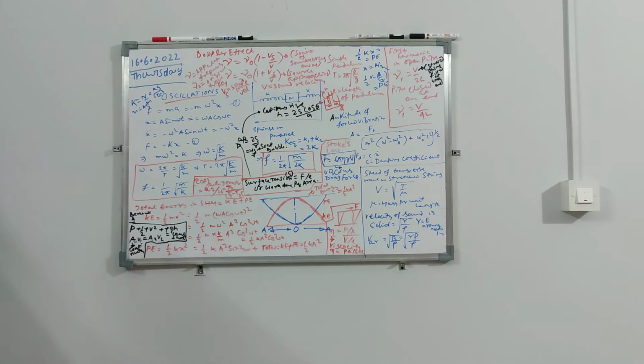Then what will be the kinetic energy? Total energy minus potential. Half k a square is the total energy, so once you know potential, you can find kinetic. Using that principle, you can do a good number of numericals.